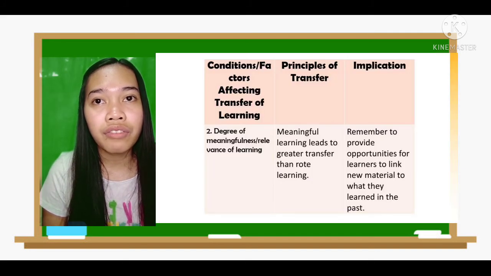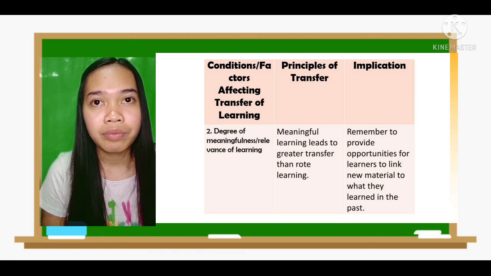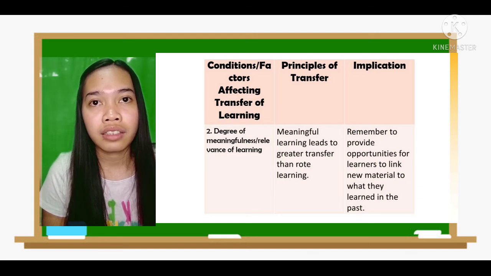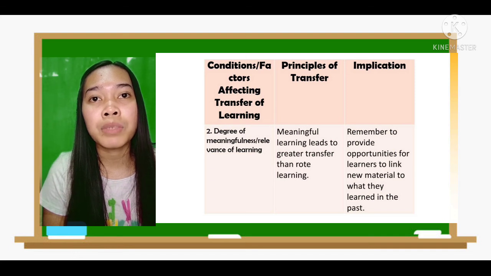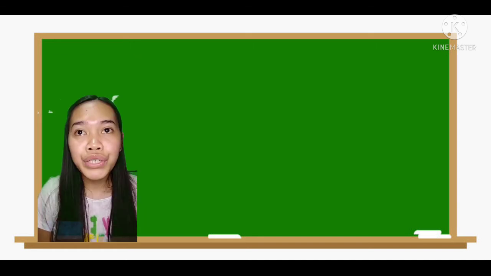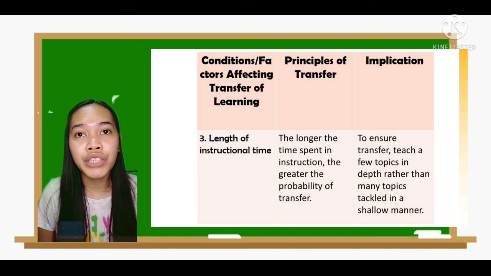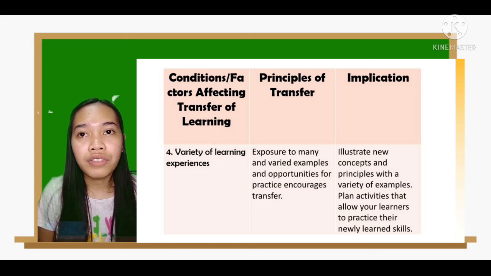Second condition or factor affecting transfer of learning is degree of meaningfulness, or relevance, of learning. Principles of transfer. Meaningful learning leads to greater transfer than rote learning. So the implication is to remember to provide opportunities for learners to link new material to what they learned in the past. Third condition is length of instructional time. The principle of transfer is the longer the time spent in instruction, the greater the probability of transfer. So the implication is to ensure transfer, teach a few topics in depth rather than many topics tackled in a shallow manner.